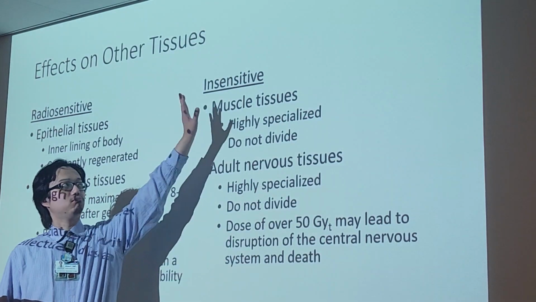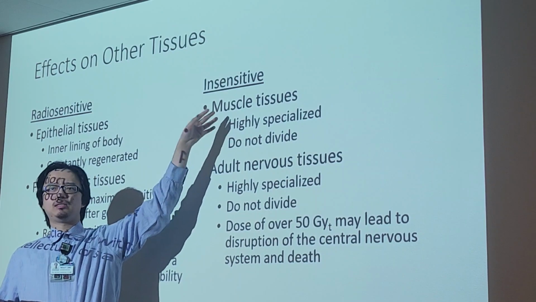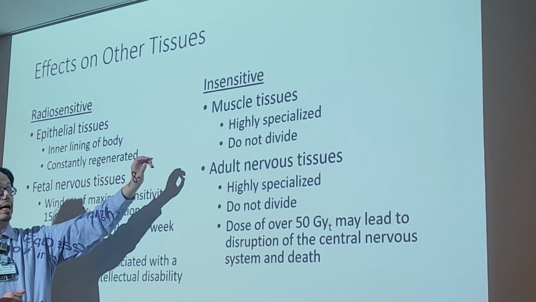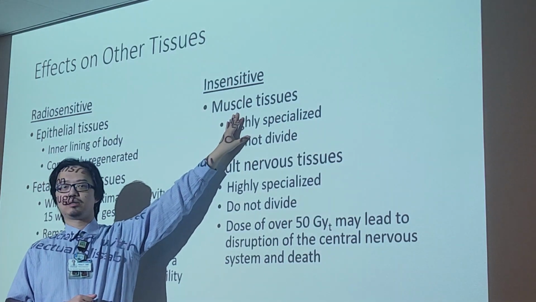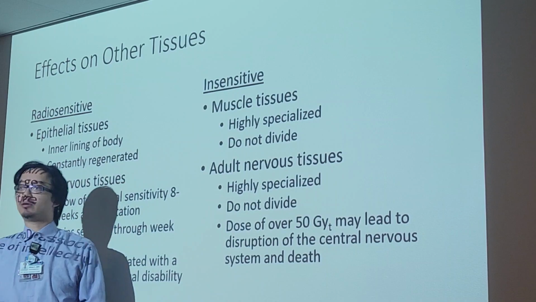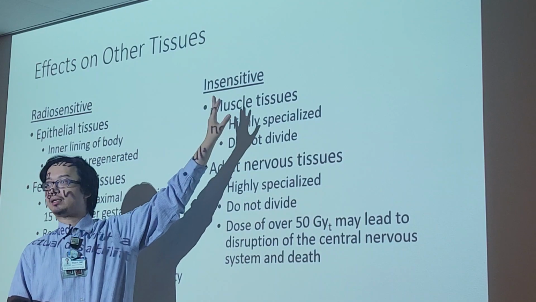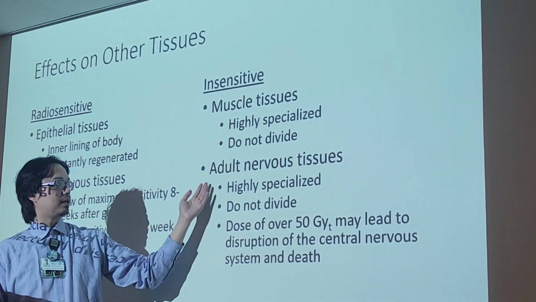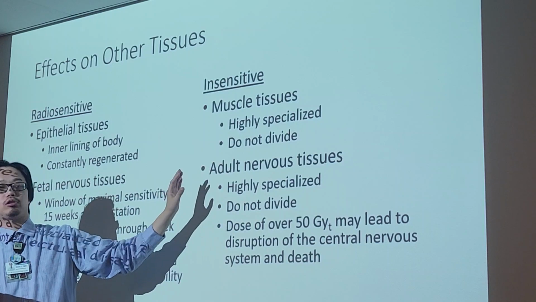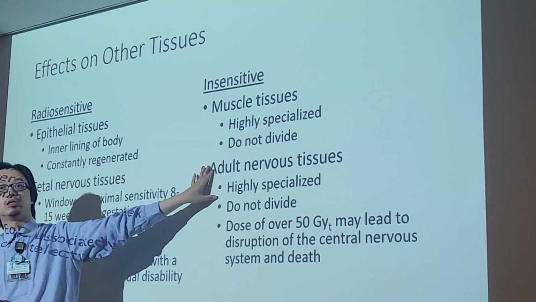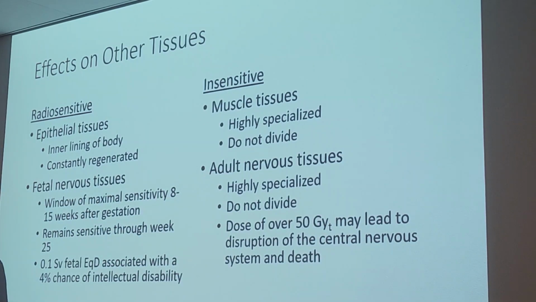Insensitive tissues, muscle tissues. Muscle tissues don't divide that often, and they have a very specialized role. They have their job already. So you're not going to see these as sensitive to radiation. You hear about things like cancer in the intestine a lot more often than you hear about cancer in the muscles, right? And then nervous tissue. Nervous tissue is also highly specialized, very rarely divides, or it divides very slowly. So once again, not that sensitive to radiation. It takes a lot of radiation to cause damage to the nervous system.